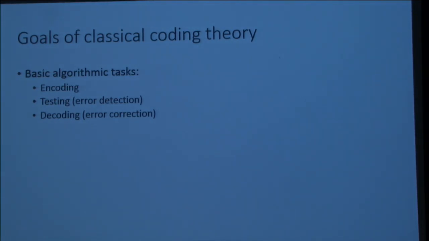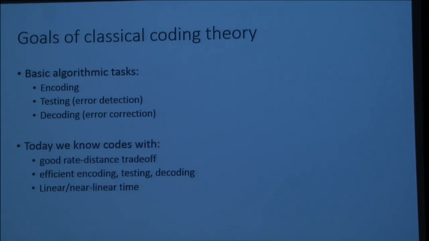Good. So the basic algorithmic tasks we are interested in for codes: one is encoding. If your code was just a subset of 0, 1 to the n, then you would ideally like it to come with an efficient encoding function. Given a message, how to encode it into a code word. And then there's the problem of testing and decoding. Testing is the problem of, given access to a received word, decide if it's a true code word or not. And decoding is, given a corrupted code word, recover the original underlying code word or the message that it came from. And these are all extremely well studied questions.